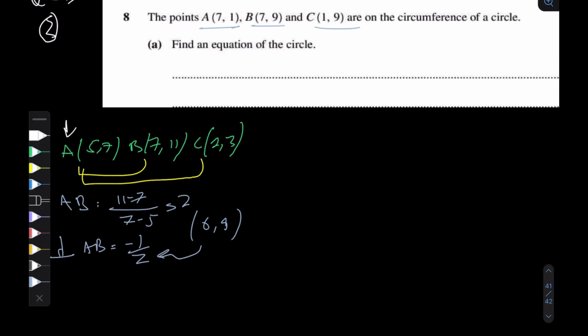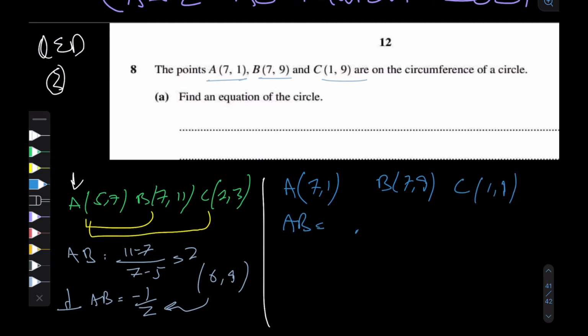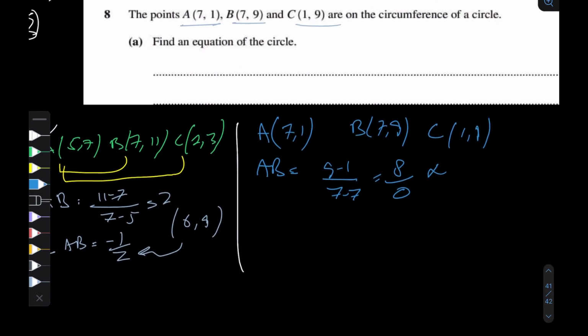Of course, I'm kidding. The only problem is that if you follow this same procedure, you would not get to the answer. So let's just try to solve it the same way. So we have 7 1, 7 9, and 1 9. If we take AB, then we have 9 minus 1 over 7 minus 7. Well, this is 8 over 0. This is not something you can calculate or work with.